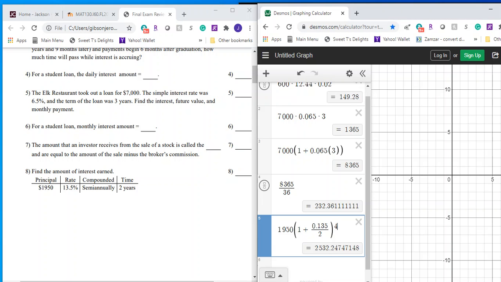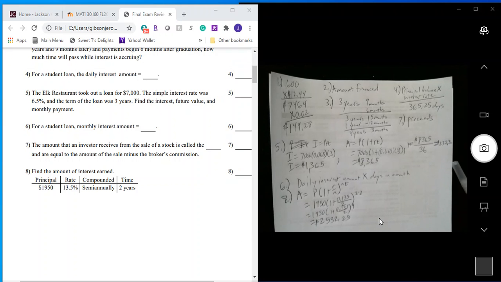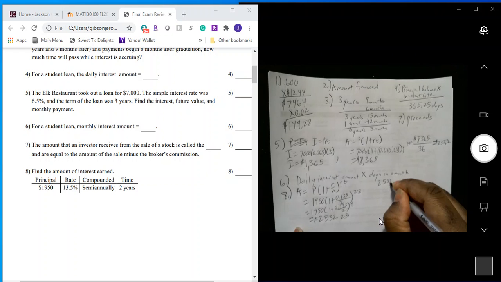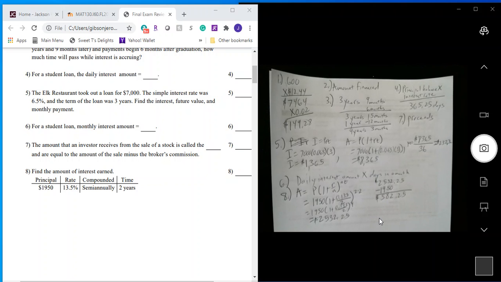Now that would be our final answer for the future value. But here we just want to find out what the interest is. So what we would need to do is take this $2,532.25 and subtract the original principal, which is $1,950. So when we subtract this, it will end up being $582.25 left once we subtract it. And you could get that using your calculator as well.